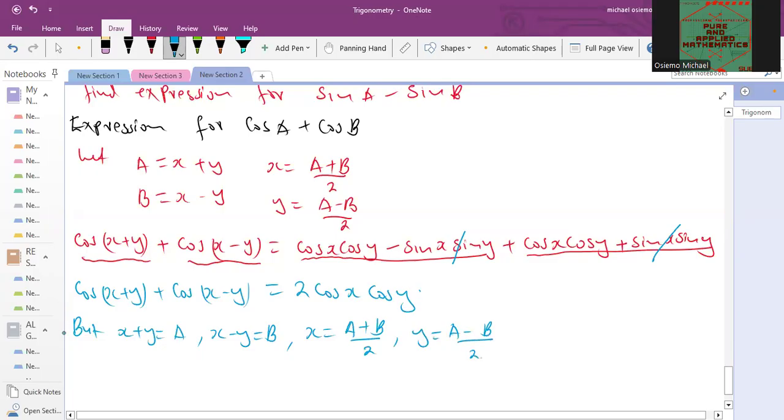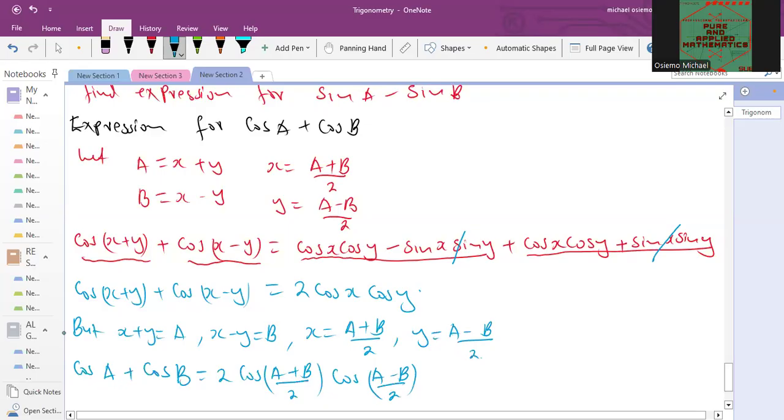So when you substitute, you see that cos A plus cos B will be equal to 2 cos x, where x is A plus B over 2, then cos y, where y is A minus B over 2. So this one is the factor formula for cos A plus cos B.